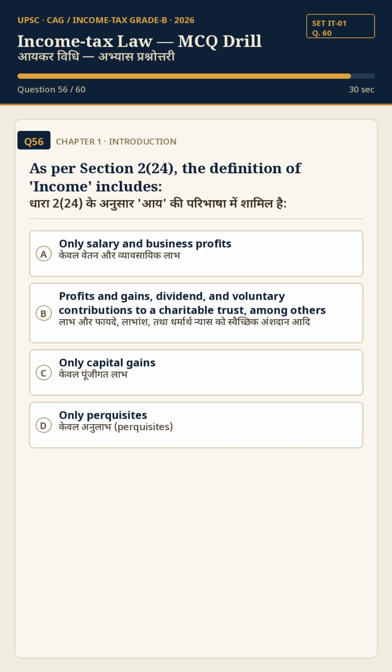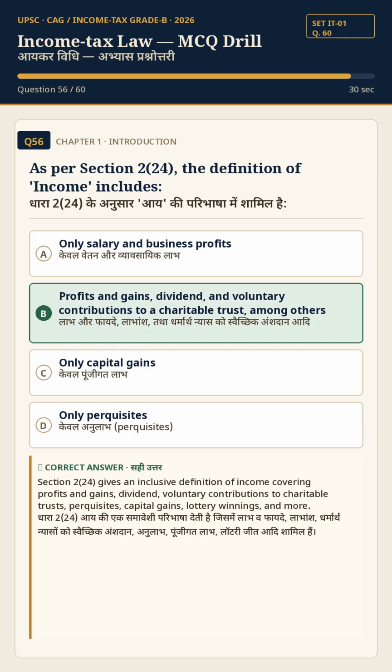Question 56. As per section 2(24), the definition of income includes: Option A, only salary and business profits. Option B, profits and gains, dividend, and voluntary contributions to a charitable trust, among others. Option D, only capital gains. The correct answer explanation. Section 2(24) gives an inclusive definition of income covering profits and gains, dividend, voluntary contributions to charitable trusts, perquisites, capital gains, lottery winnings, and more.